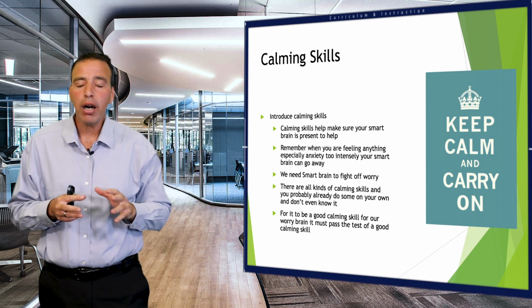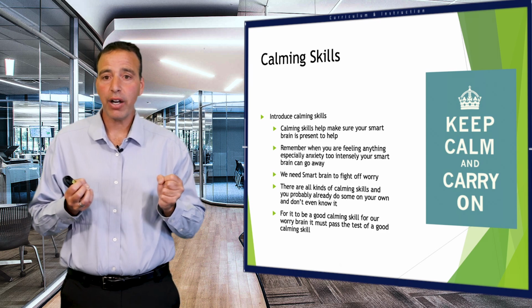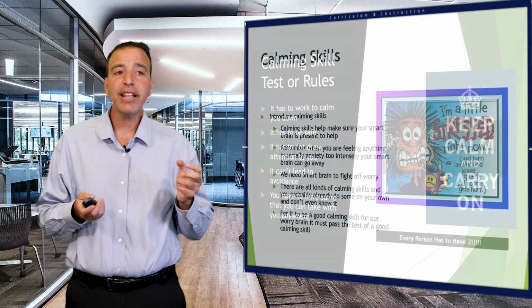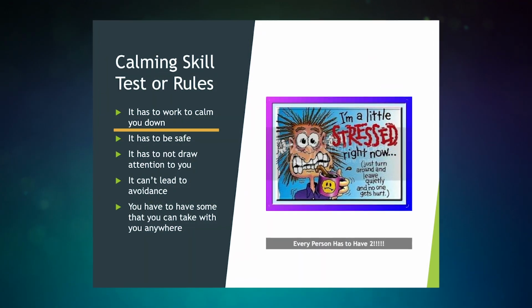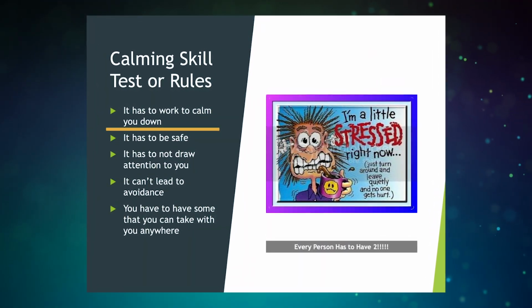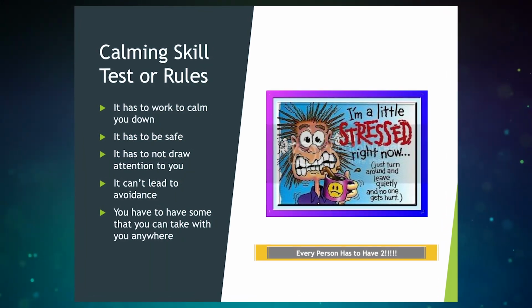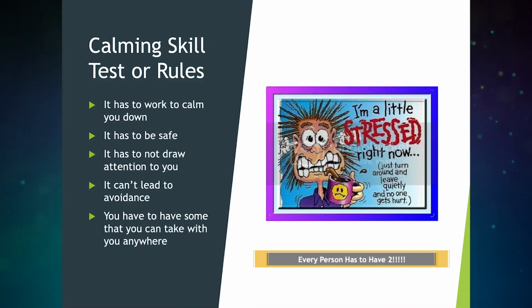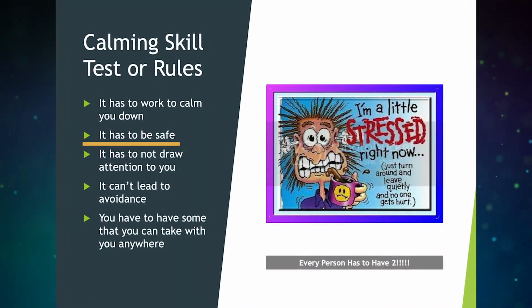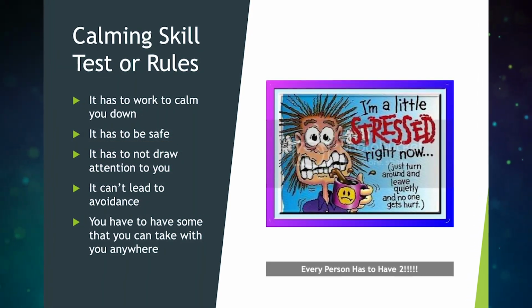And so calming skills have 5 rules that I tell kids. The first thing I share is number 1, it has to work. But every skill, we want them to have 2 that work, and if it doesn't, that's okay. We'll find ones that do. Number 2, the calming skill has to be safe. If it's safe and it works, you can probably use it.